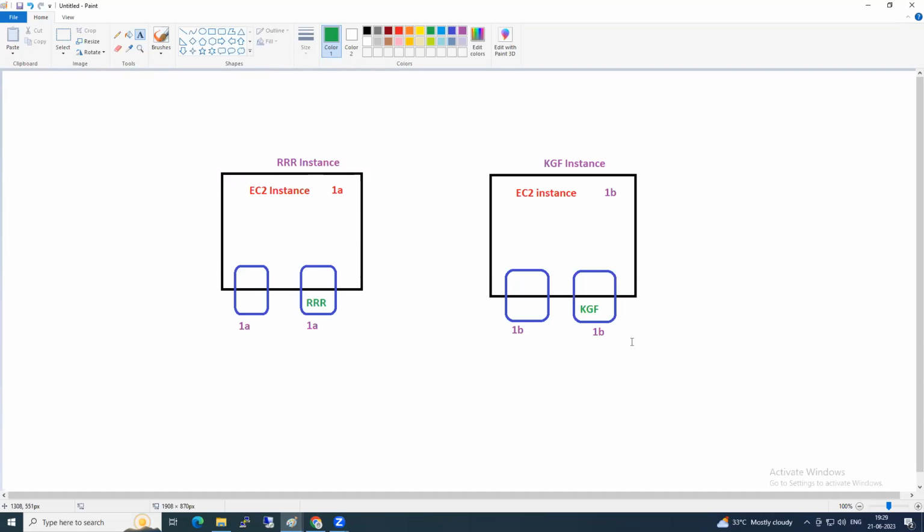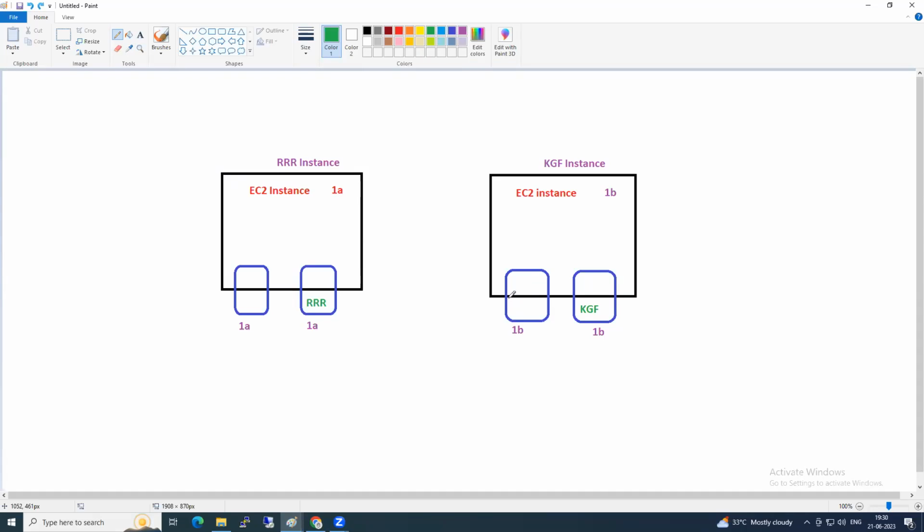Can I detach this volume and attach it here? Yes or no? Excellent. Different availability zone. Is it possible for me to detach and attach it? No, because of different availability zones. A 1A volume cannot be attached to a 1B EC2 instance.